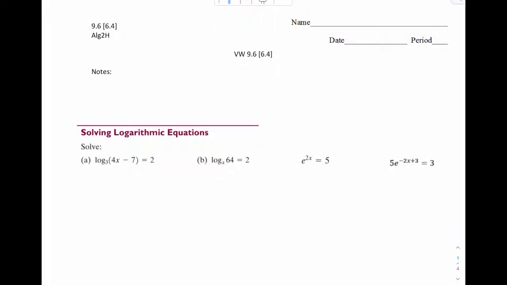Welcome to VW 9.6. Today we're going to be talking about solving log equations.